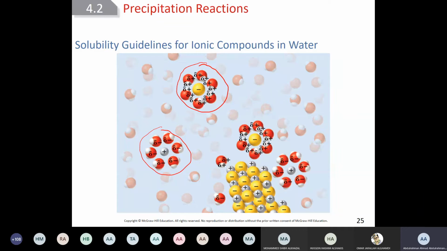What's this process called? Hydration. But if anything comes out like this one, the yellow took the white from somewhere else and came out of solution, what do we call this? Precipitation. Clear? Precipitation.